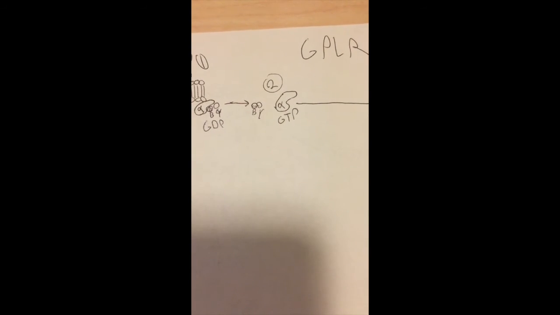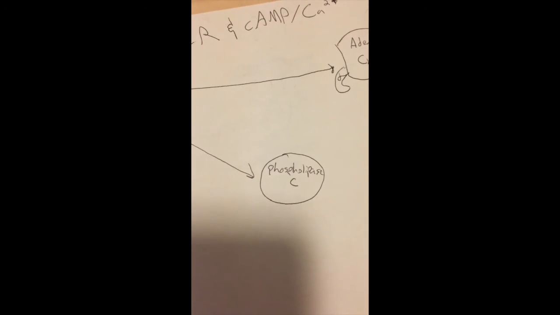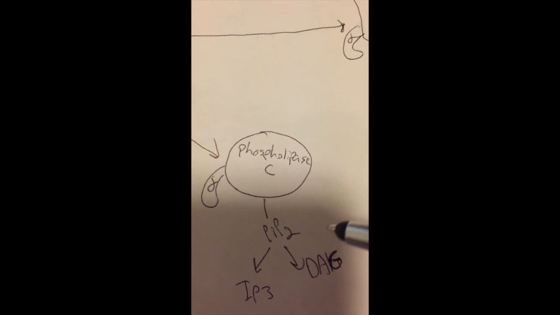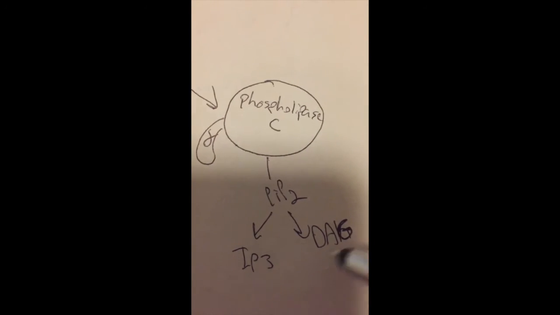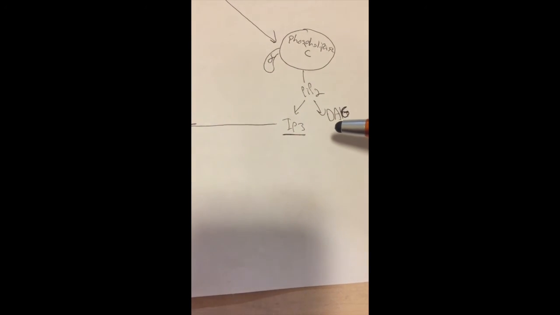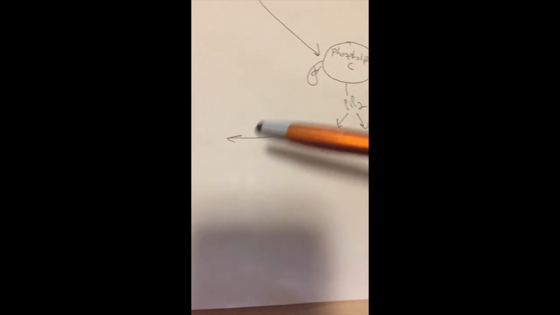Another thing the alpha G protein can do is activate phospholipase C. So after activation of phospholipase C, it cleaves PIP2 into IP3 and DAG. IP3 is the main protein we'll be talking about here. As it follows the IP3 receptor channel, it will allow the influx of calcium to go into the cell.